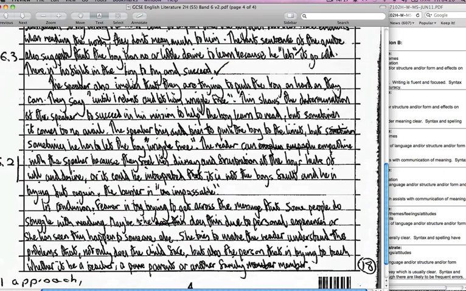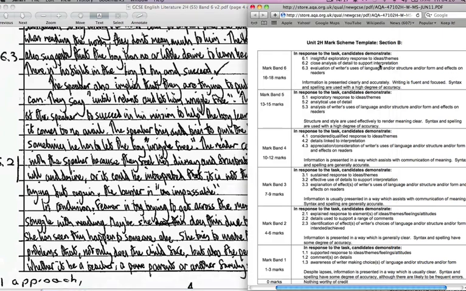In conclusion, Fever is trying to get across the message that some people do struggle with reading, and maybe she does this due to personal experiences or she has seen this happen to someone else. She tries to make the reader understand the problems that not only does the child face, but also the person that is trying to teach, whether it be a teacher or a parent or another family member. So even though it's not actually mentioned there, again, the interpretation of the whole poem is summed up.